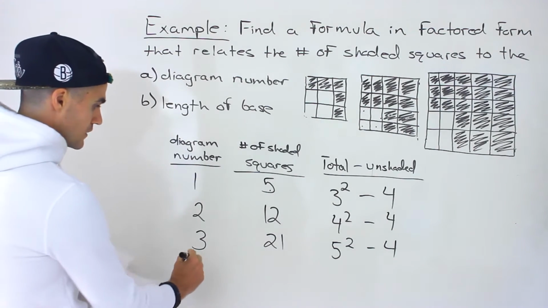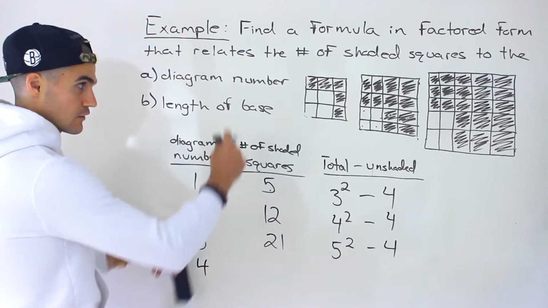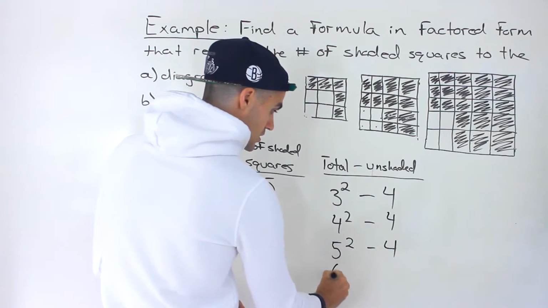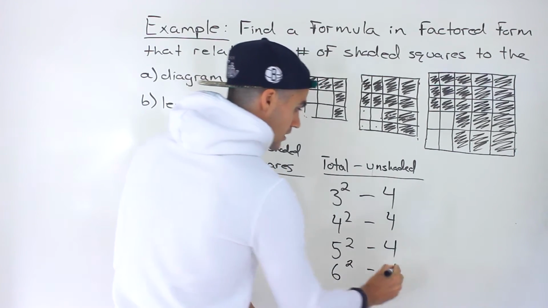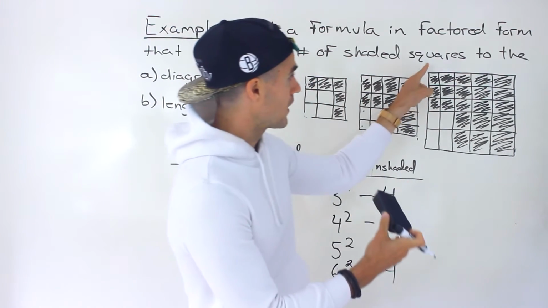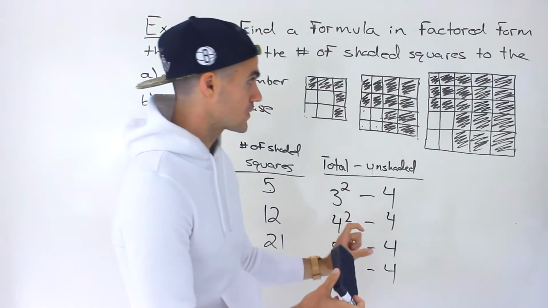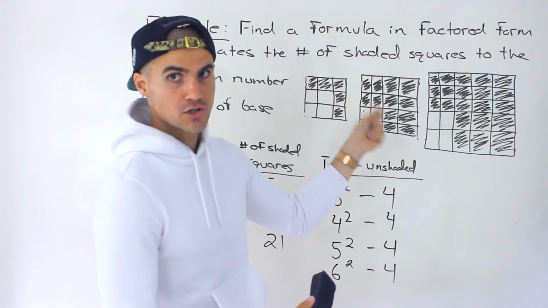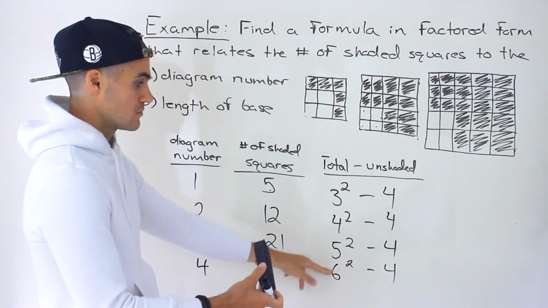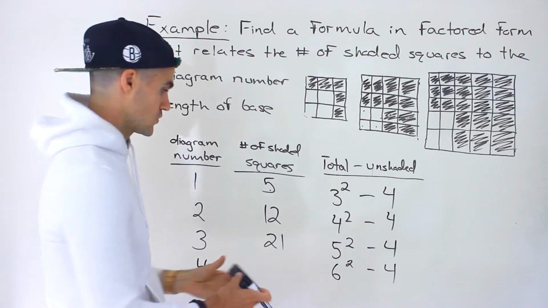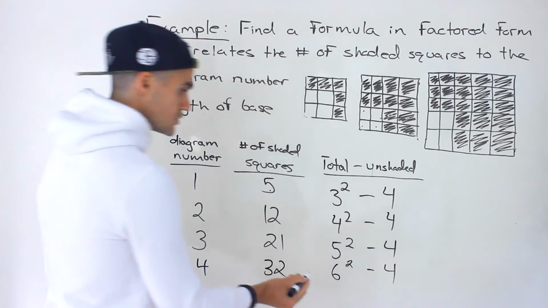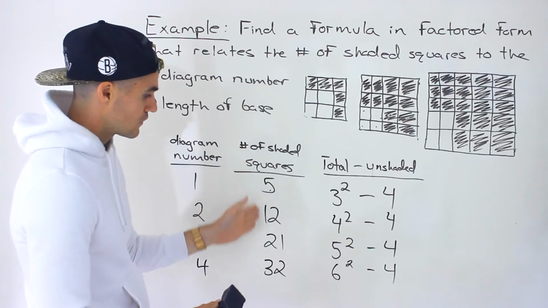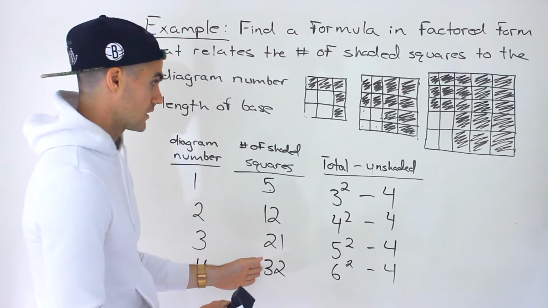And so we could be pretty confident that the fourth diagram, if we were to continue this pattern, what would be this portion? It would be 6 squared minus 4. We would end up having a big square with 36 small squares within it. It would be 6 by 6. And then there would still be 4 unshaded squares. So the number of shaded squares would be 36 minus 4, which would give us over here 32. Okay, so again, it's easier to see a pattern here versus seeing a pattern over here.